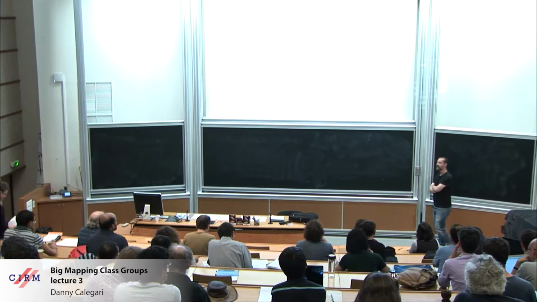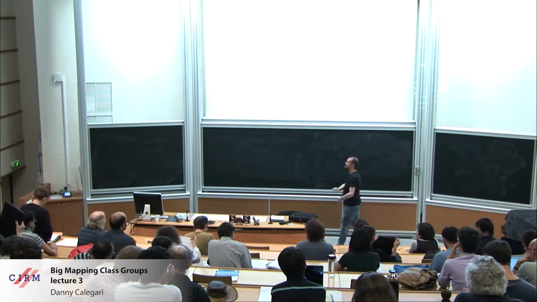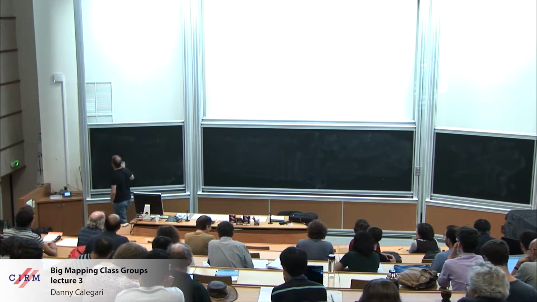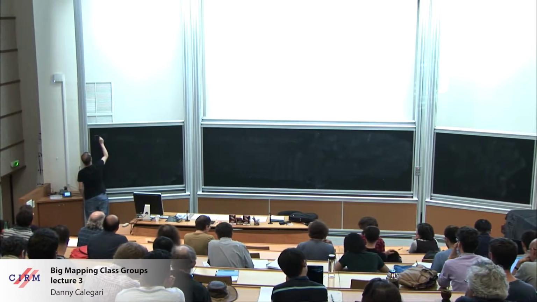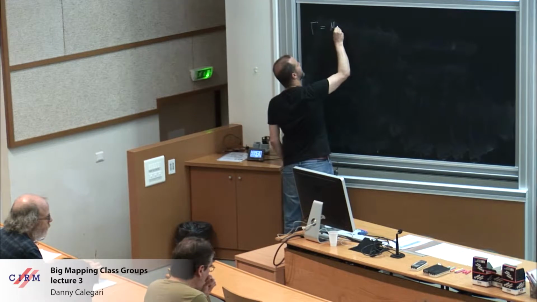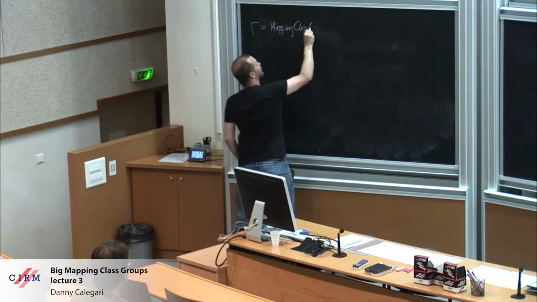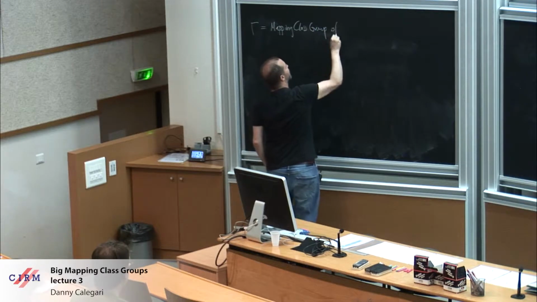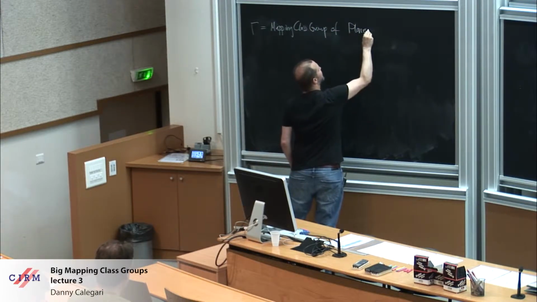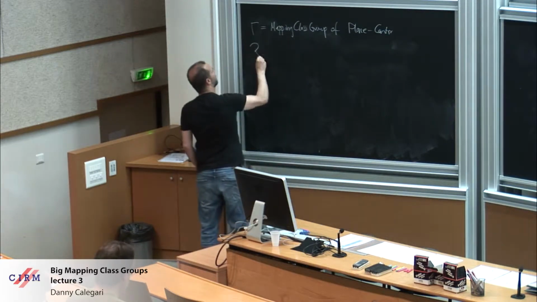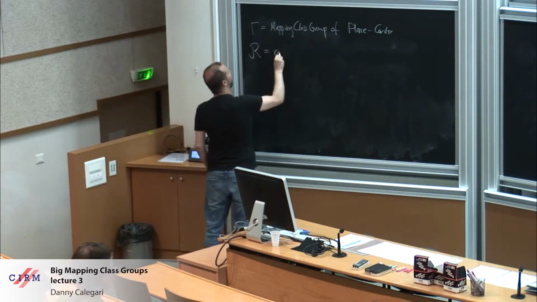Okay, thank you very much. Let's recall where we were. So we have gamma, this is just the mapping class group of the plane minus the Cantor set. We have R, this is the ray graph.